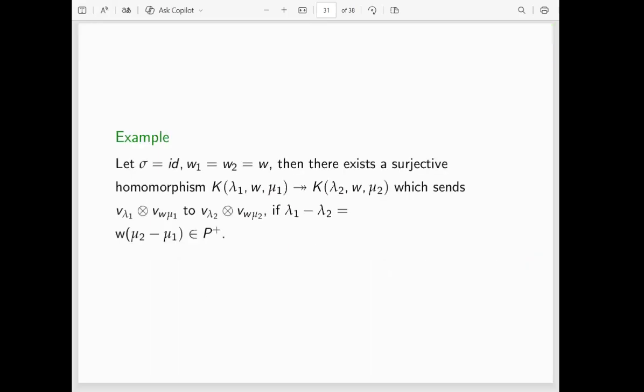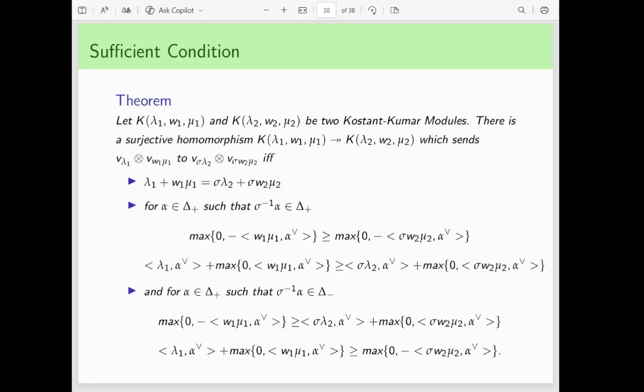An example of this is if you take tau to be the identity, I mean you don't twist the generator, and you take w1 equal to w2 equal to w, then there is a surjection which sends this to this if and only if lambda1 minus lambda2 is equal to w of (mu2 minus mu1), which is a dominant weight.